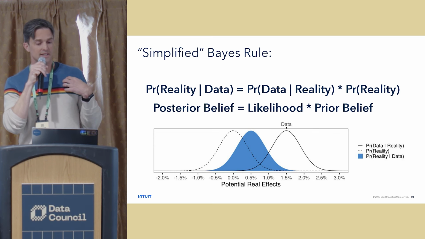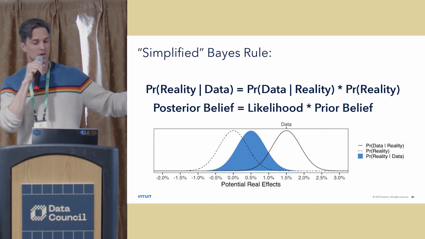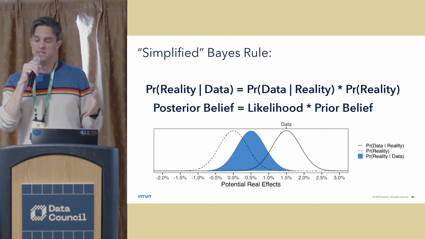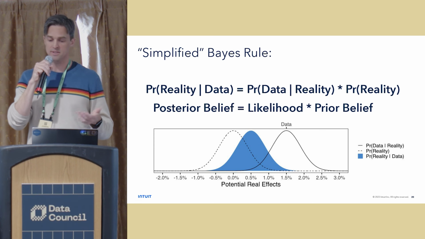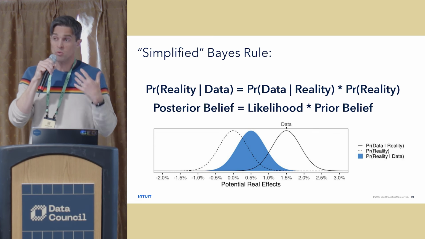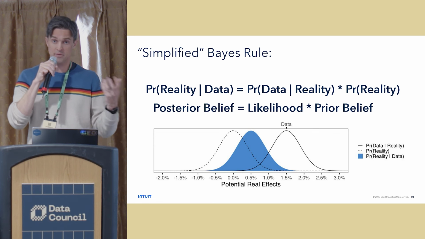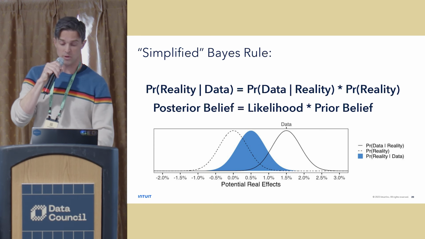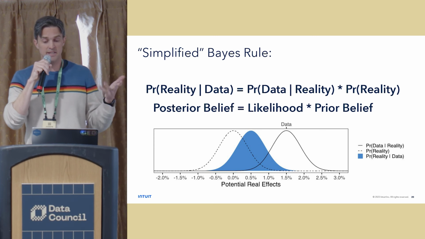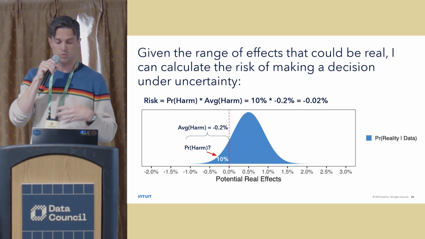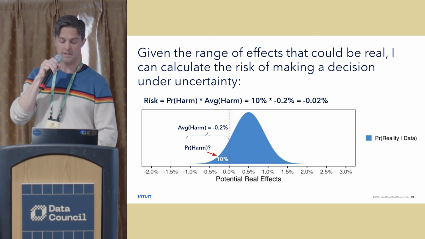And it's saying, hey, I now have this expression of a range of effects that could be real, and now I can calculate the risk of making a decision under uncertainty. So this is a more conservative estimate. I'm not estimating that I have a 1.5% lift, even though that's what I saw in my data. I have a more conservative estimate, but I can ask smart questions now. I can say, hey, looking at this range of what could be true, how much of it is harmful? What's the probability that I have a harmful effect on my hands?